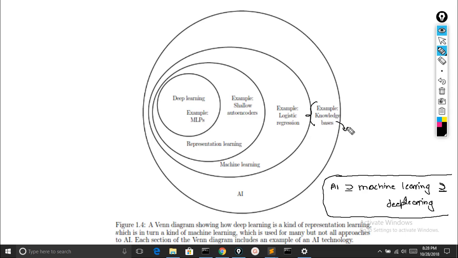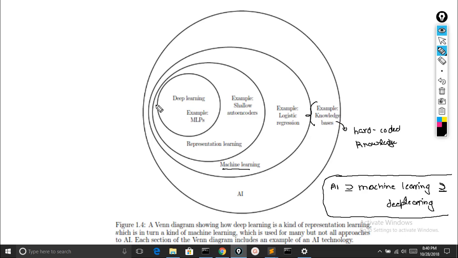Here's an example, the expert system. So why are they called knowledge based systems? Because they have hard coded knowledge about the world in formal language. Okay, so now let's see the subset of AI. So that's your machine learning. Now let's move on to machine learning.